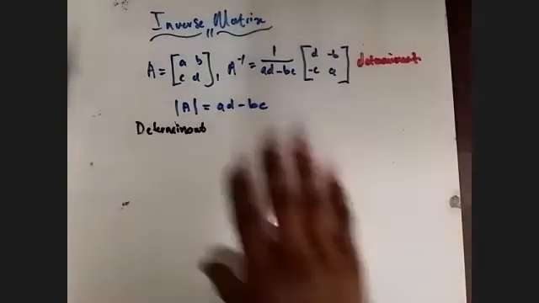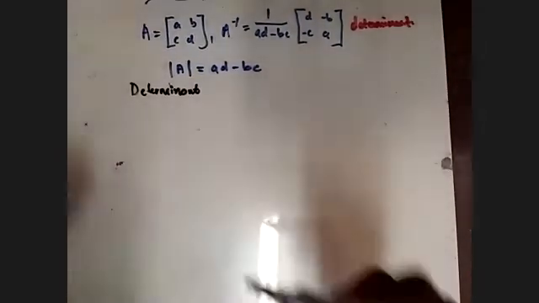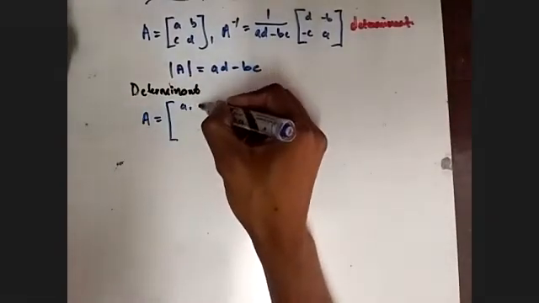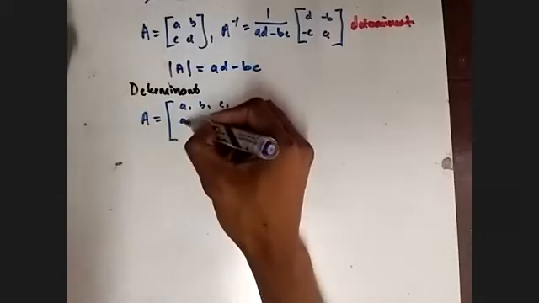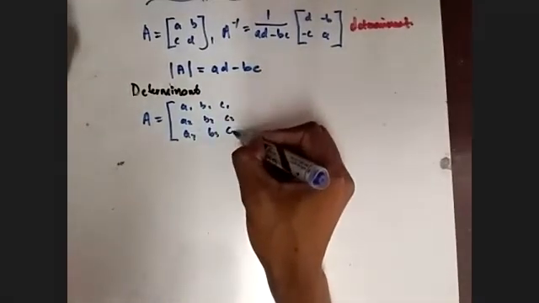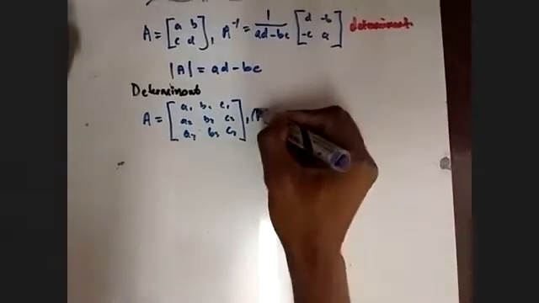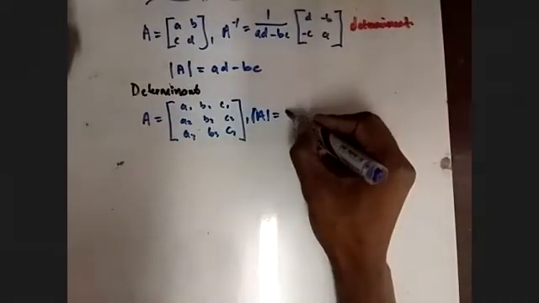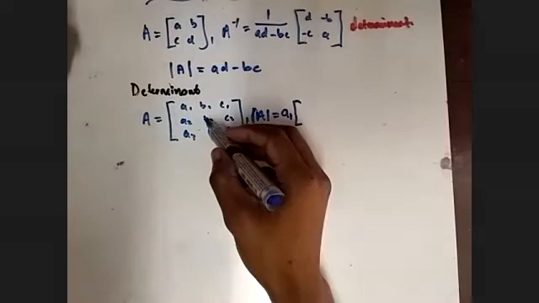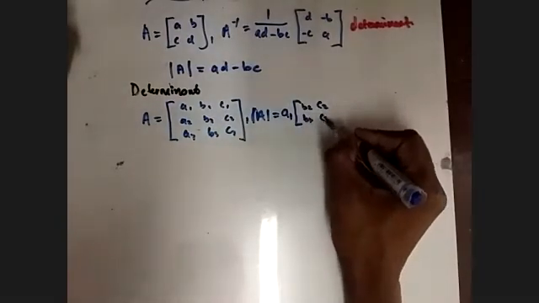A determinant of 2 by 2 is very easy. Let us now find the determinant of a 3 by 3. Matrix A is given by A1, B1, C1, A2, B2, C2, A3, B3, C3. Its determinant is given by, you always start with A1, then you multiply by the determinant of B2, C2, and B3, C3.